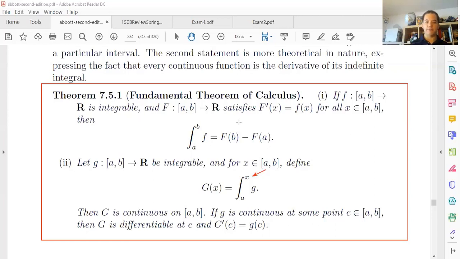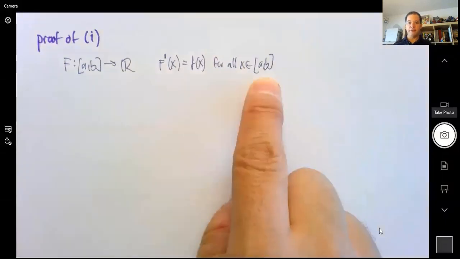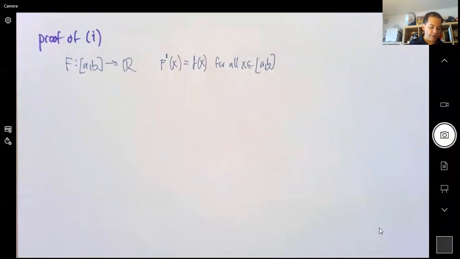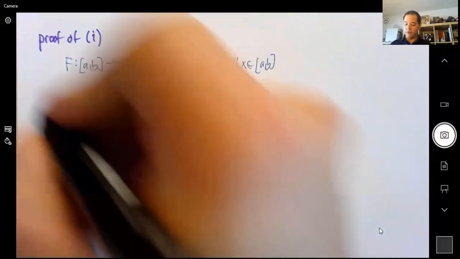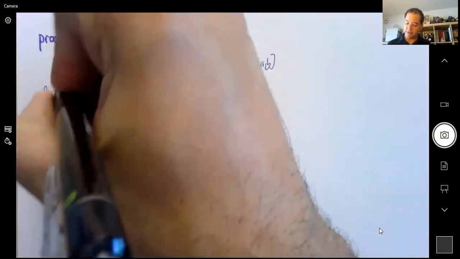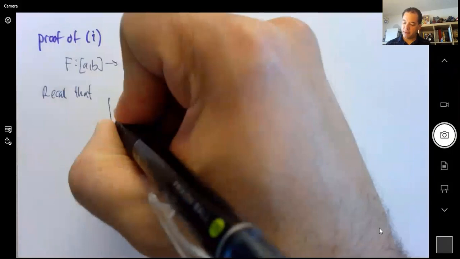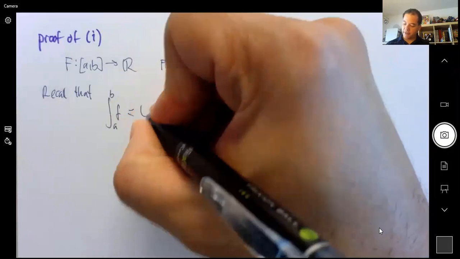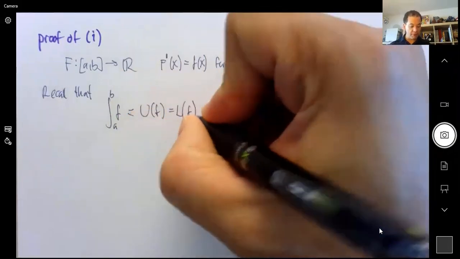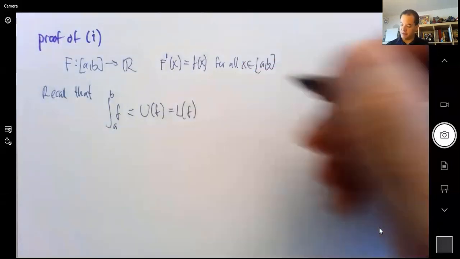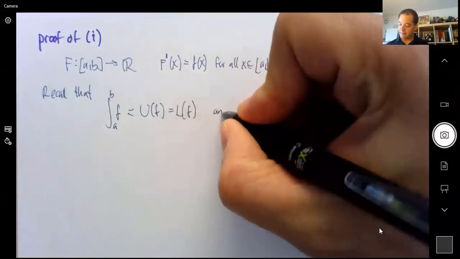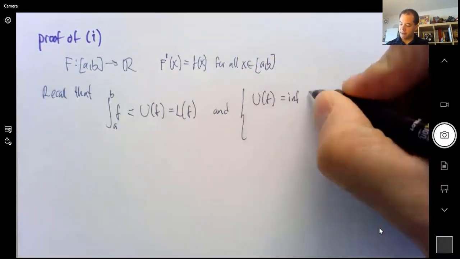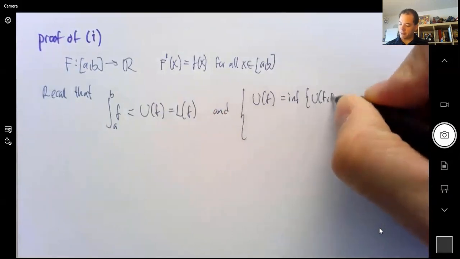So let's go to the page. These are our assumptions, like I just mentioned. And then we're going to calculate the integral. So what is the integral? Let's recall. The way we define it, it's either the upper integral or the lower integral, because they're the same. And you need to remember that this U of f is the infimum of all the U(f, P) over all partitions P.